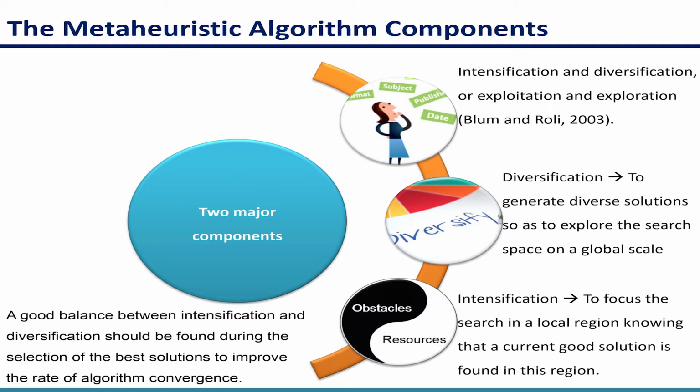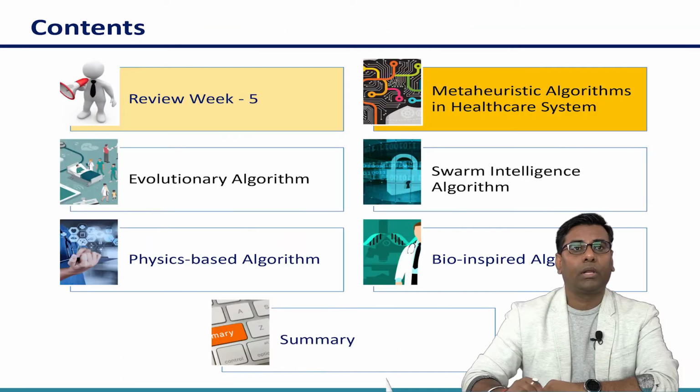So intensification and diversification, in another manner you can say they are opposites of each other. So here they are making the balance between both intensification and diversification, which should be found during the selection of the best solution to improve the rate of algorithm convergence for some particular problems.